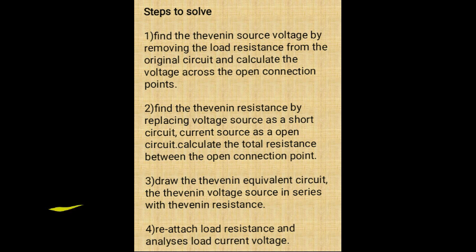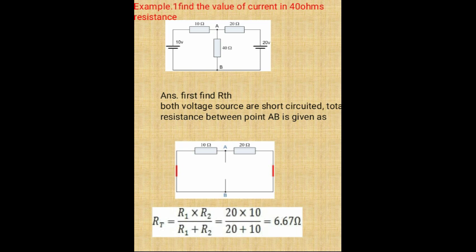Now we take an example to understand Thevenin theorem. In the given question, find the value of current in 40 ohm resistance. There are two voltage sources of 10 volt and 20 volt, and three resistances: 10 ohm, 20 ohm and 40 ohm. So we have to find the value of current in 40 ohm resistance.